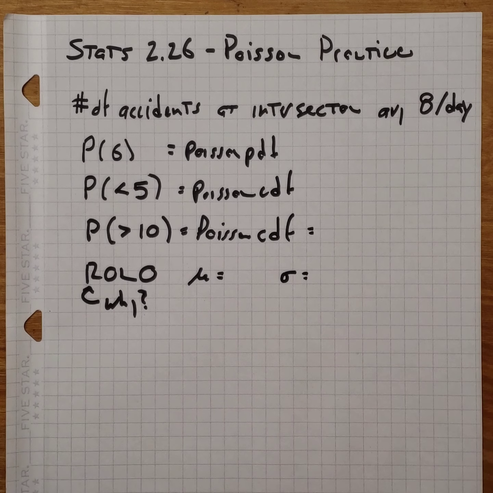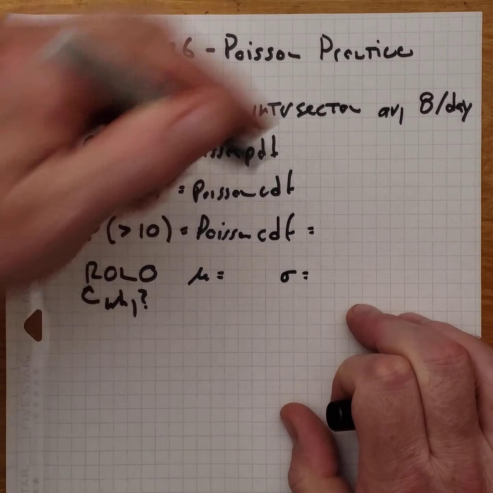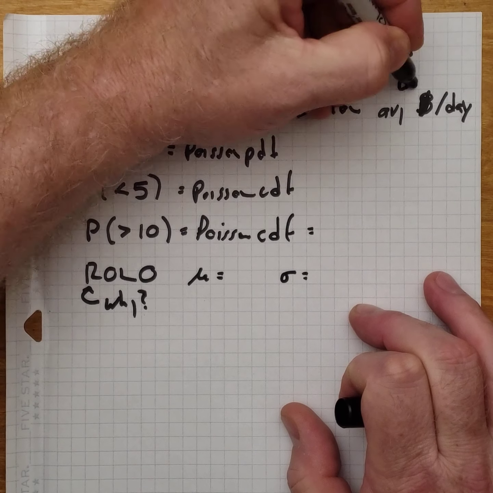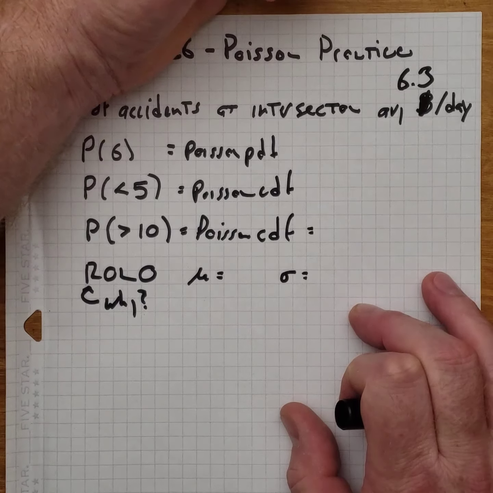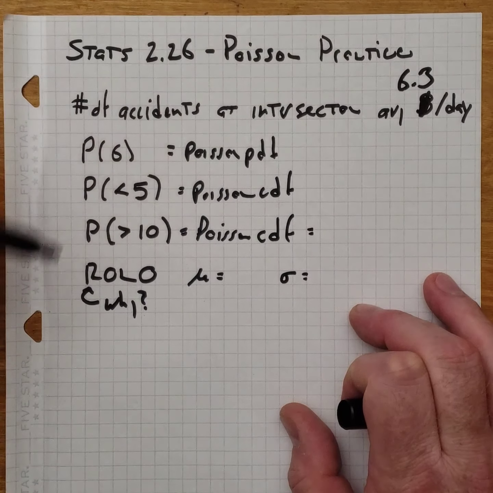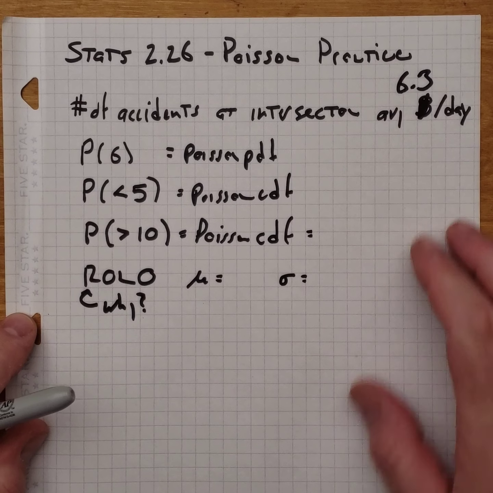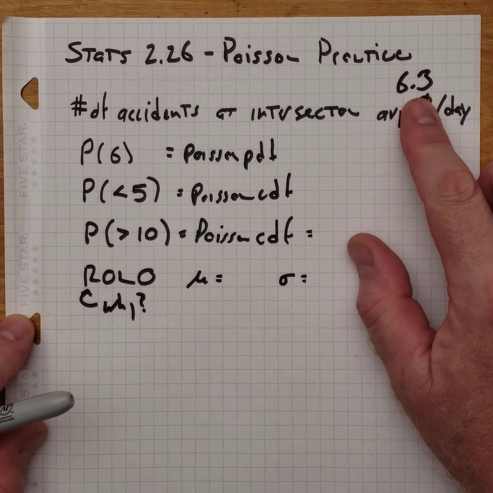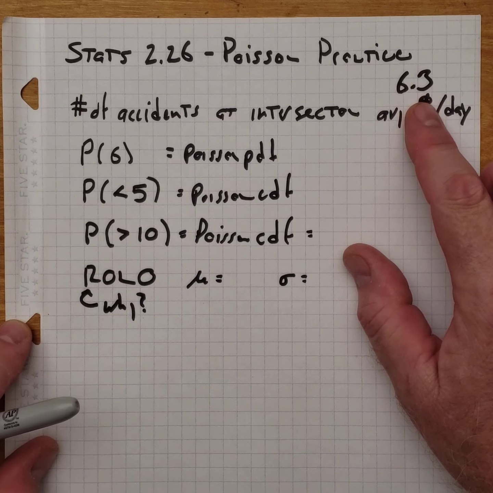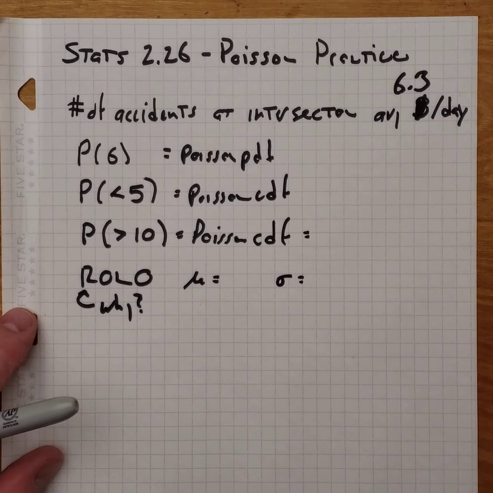In fact, I want to change this a little bit just to illustrate. Let's change that to 6.3, just to illustrate that even though our individual number of accidents per day have to be a whole number, the mean does not have to be a whole number. The average can be a fraction or a decimal.